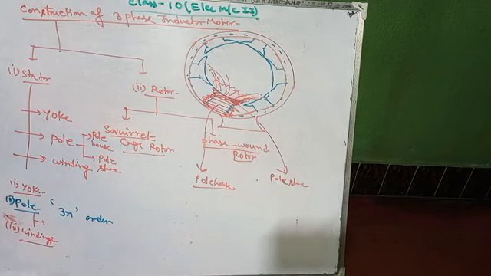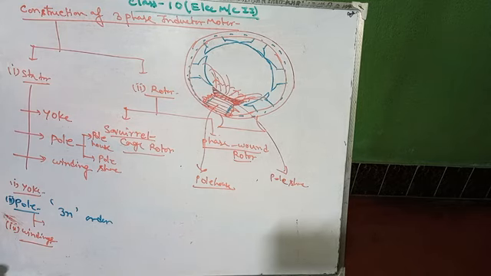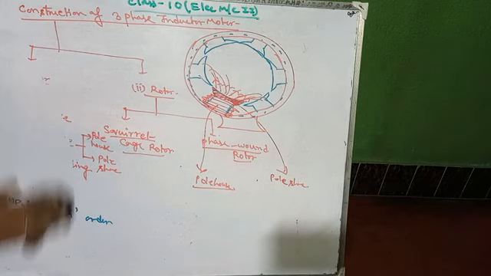Next, third one, windings. Field windings are installed over the pole house to carry the field current to generate the field flux. So this is all about your stator part.